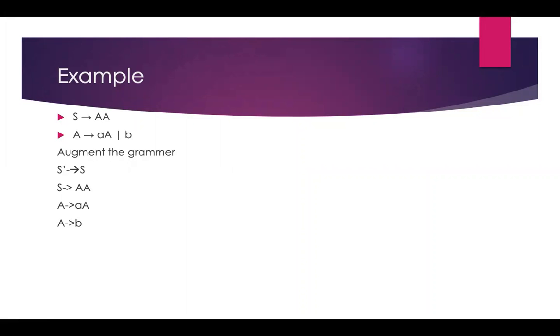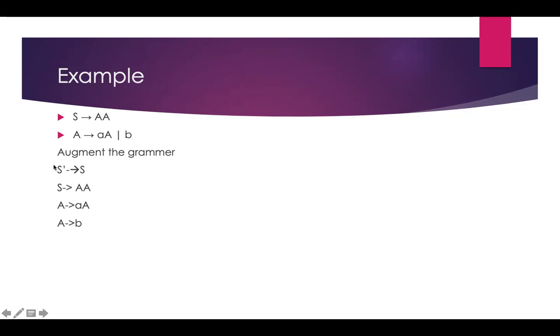First of all, we need to augment the grammar. Augment the grammar means we need to introduce one new symbol. Here I have introduced one S dash. It is a new symbol. S dash implies S. And again S tends to AA, the same grammar we repeated here, and A tends to AA and A tends to B. Here we introduced only one augmentation, S dash tends to S. This is the first step.